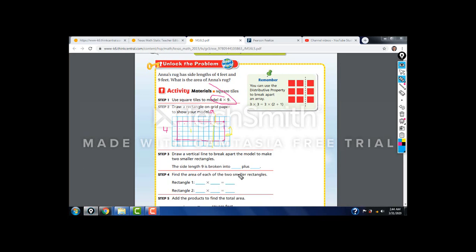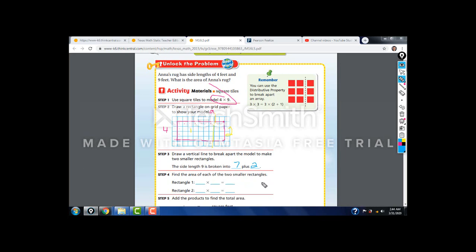Now what we're going to be doing is the side length of 9 is broken up too. So the side length of 9, which is this one here, is now broken up into what? 1, 2, 3, 4, 5, 6, 7, plus what? 1, 2. And that should equal 9.